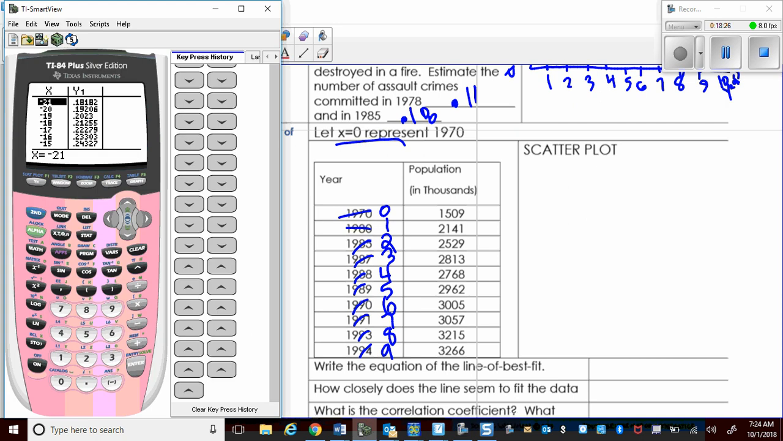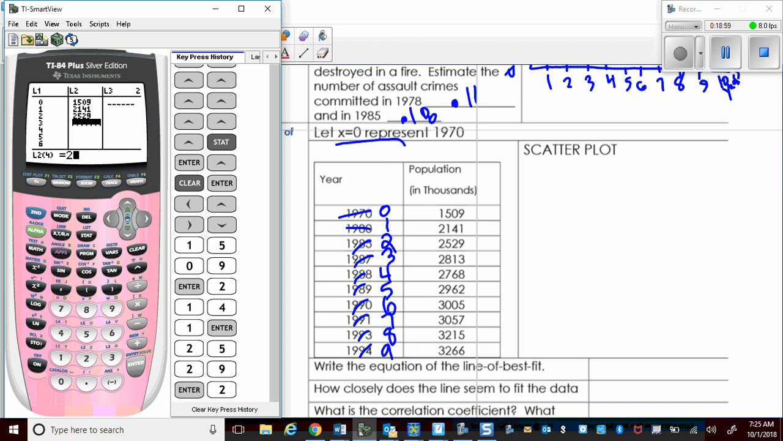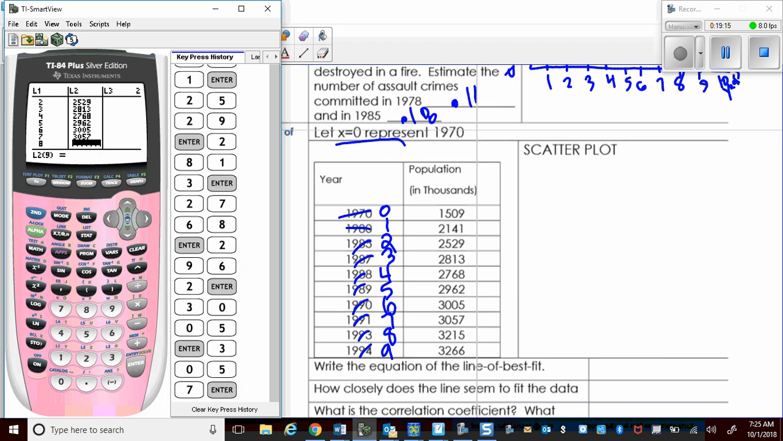So I go to my graphing calculator. I'm going to go back to Stat and press Edit, and then I want to clear out each list. The way you do this, you press Up, Clear, Enter. I'm going to keep list 1 in there because I need those 9 digits, and just input list number 2. So I have 1509, 2141, 2529, 2813, 2768, 2962, 3005, 3057, 3215, and 3266.